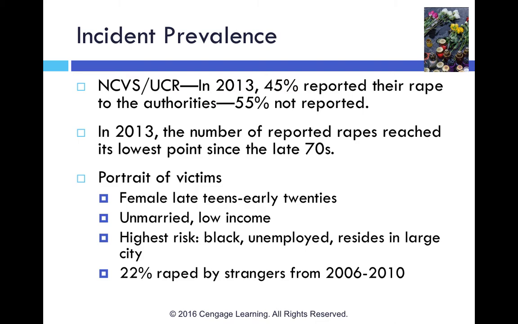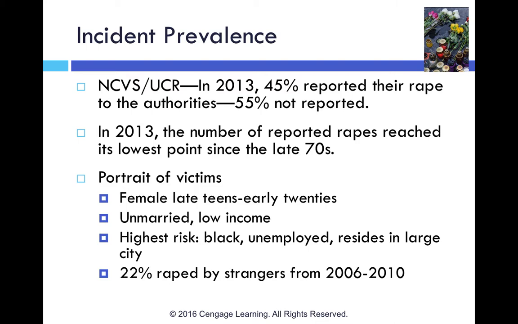Is that because it's decreasing, or is something else happening? Victims are often women in their late teens to early 20s. That's the highest risk group. They're often unmarried, low income. Those at highest risk are Black, unemployed, and reside in large cities.